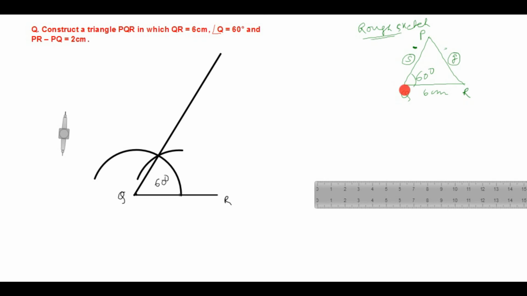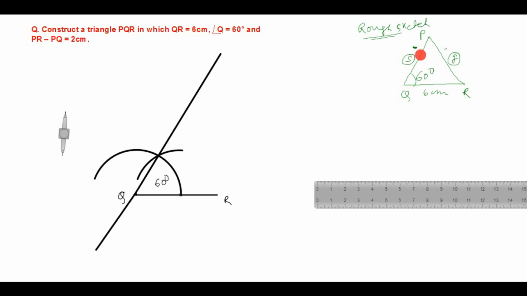Now look at the question, the rough sketch. This we have got 6 centimeter, this we have got 60 degree. Now this side is larger. Whenever you find the side opposite to the given angle is larger, we have to do one thing. You have to produce this 60 degree line backward. Like this you have to extend the line backward.